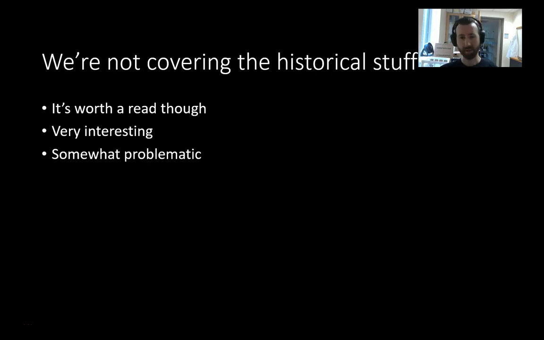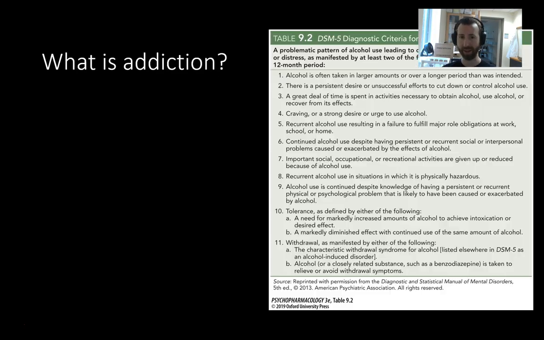First off, we're not covering any of the historical stuff, though it is really interesting. If you've got some time on your hands, which you might, I would recommend reading it. It's very interesting, somewhat problematic. We'll touch a little bit on some of the issues with it, but not most. But it is a very interesting read, so I'd recommend checking that out if you'd like.